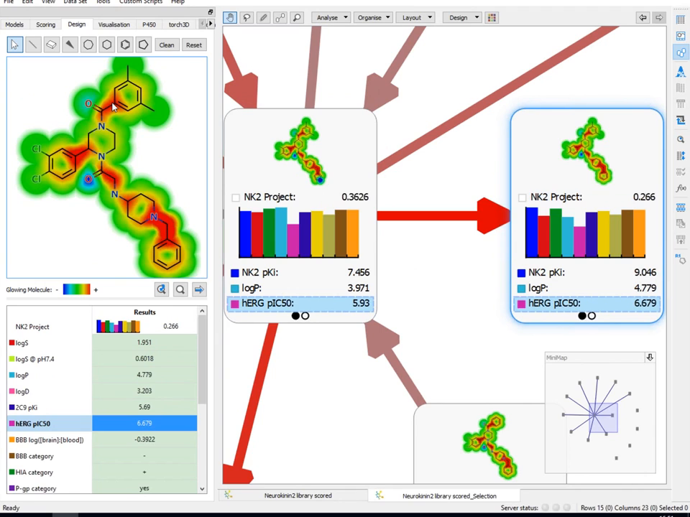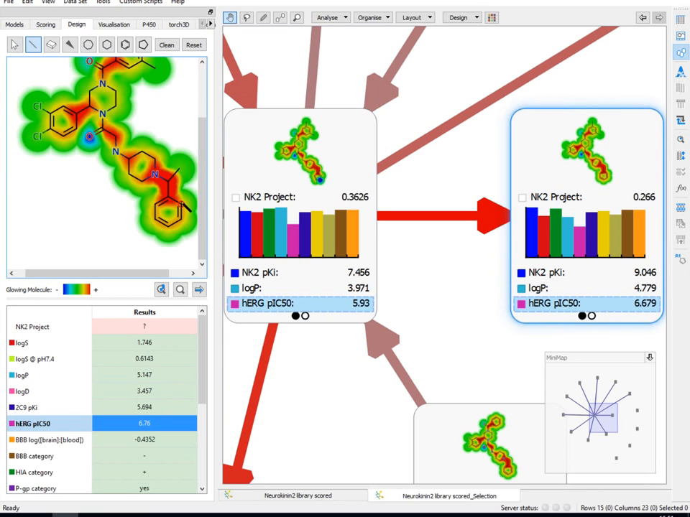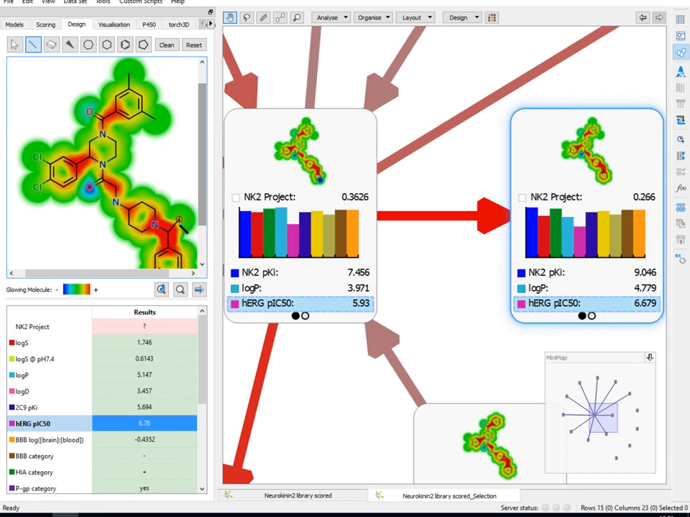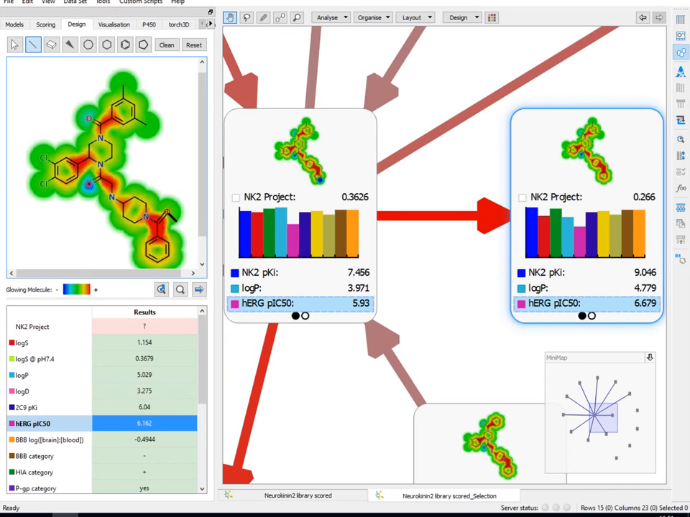So these red regions are those tending to increase the hERG inhibition the most. The blue regions tend to decrease it. So again, do something obvious, but you could try something like changing this into an amide so that we can essentially affect the pKa on the nitrogen. Here you see the models identifying this as a blue region, and indeed the hERG inhibition is at least predicted to go down by about a log unit.